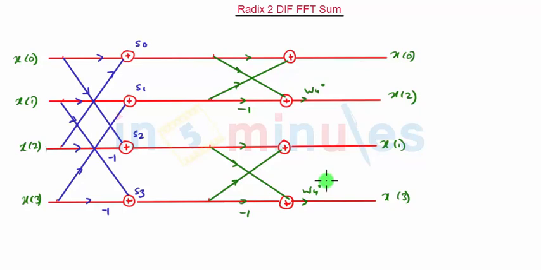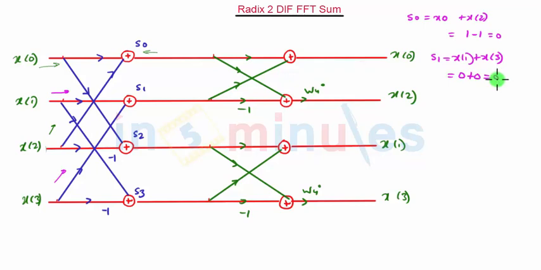First, the output of the first stage, that is S0, having input from x of 0 and x of 2. Now we will write the equation as S0 is equivalent to x of 0 plus x of 2. That will give us 1 minus 1, that is 0. Now S1, having inputs from x of 1 and x of 3, will have x of 1 plus x of 3, which will give us 0 plus 0. Then the output is again 0.